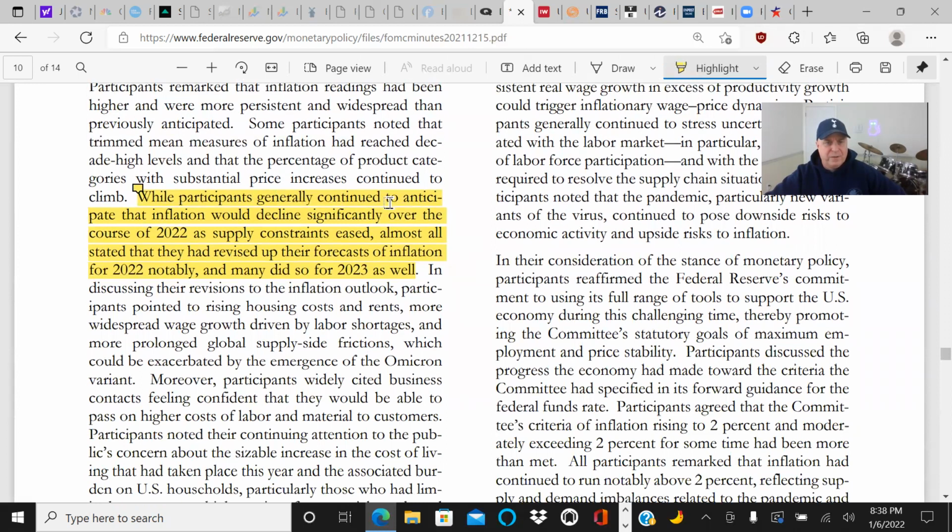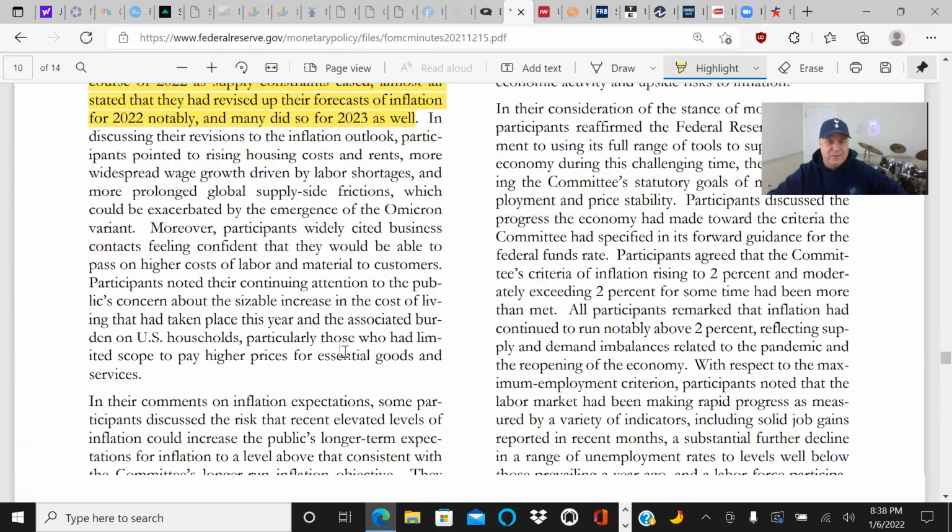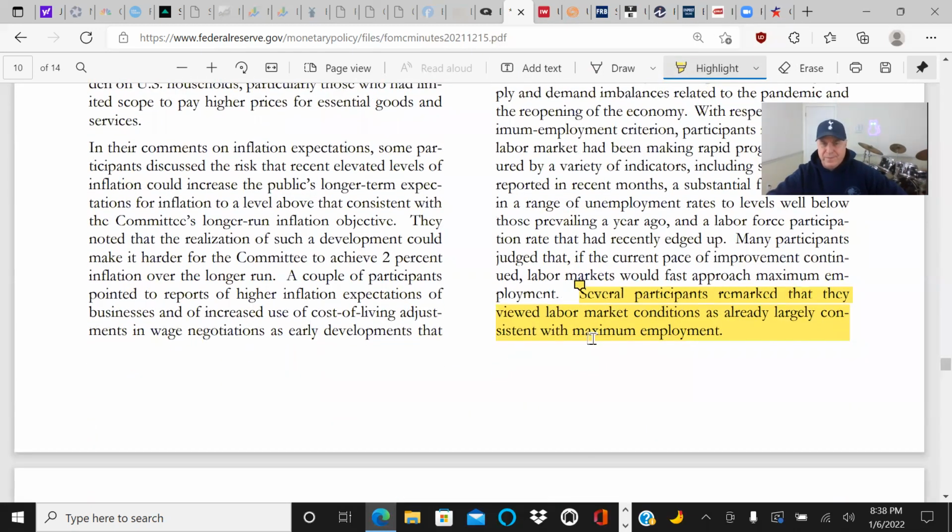While participants generally continue to anticipate that inflation would decline significantly over the course of 2022 as supply constraints eased, almost all stated that they had revised up their forecasts of inflation for 2022, notably, and many did so for 2023 as well. Again, they laid all this out, and maybe that's the reason why it's higher here. They brought it up from 2.1 to 2.6. But in any case, they laid it out there for us. So that shouldn't have been a surprise.